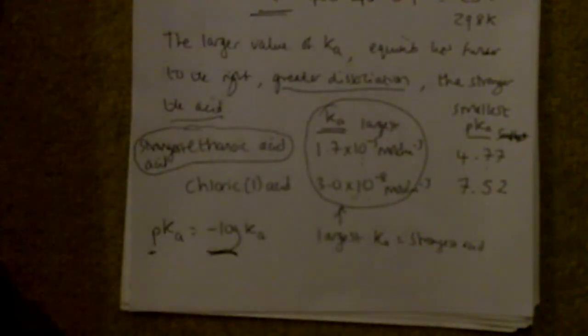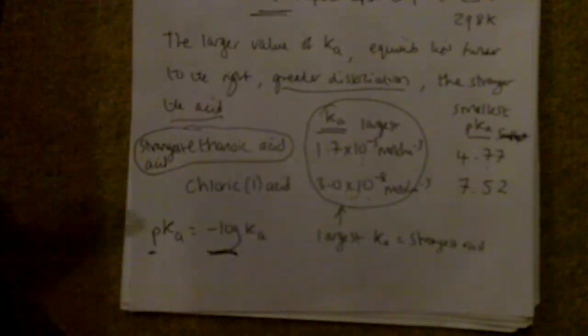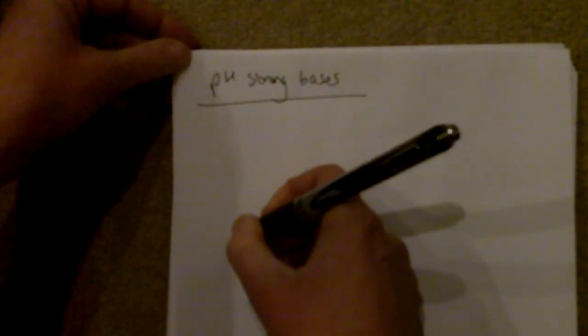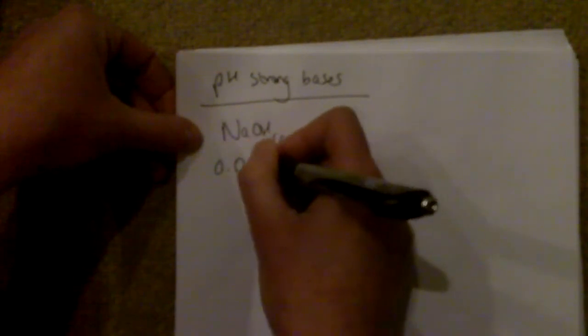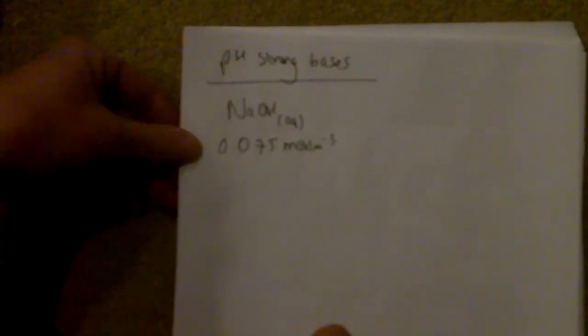Okay, right, so that's how you work out the pH of strong acids, and how you work out the pH of weak acids. The last one to do is the pH of strong bases. Okay, so let's take, for example, sodium hydroxide, which is a good example. Say the sodium hydroxide concentration is 0.075 moles per decimeter cubed, and I want to work out the pH of that.